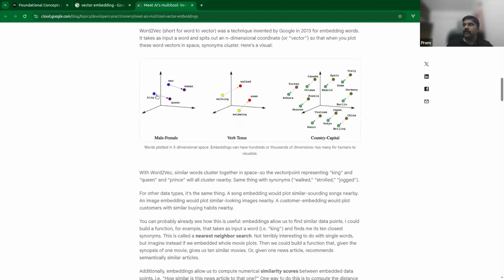See here. In this case, a male-female graph. So man, king in the space, right? On one side, woman, queen on the other side, because queen is closer to woman, king is closer to man. In the same way, you visualize this in a 3D space. It is not 3D. It is multi-dimensional, 1,000 dimensions. Whenever you create a vector, it is of 1,000 dimensions or more. So this is simply showing a three-dimensional figure, but assume that it is in 1,000-dimensional space.